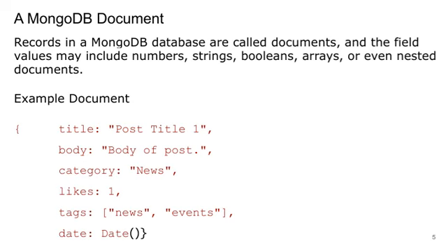Now, to give you a clearer picture, here's an example of a document. You can see it has a title, body, category, likes, tags, and a date. The tags field is an array, which allows us to store multiple tags for a single document. Also, notice the date field, which uses a special date object to store date and time information. Understanding these documents is key because they form the core of how data is stored and retrieved in MongoDB. They're flexible, rich, and adaptable, making MongoDB a great choice for many modern applications.